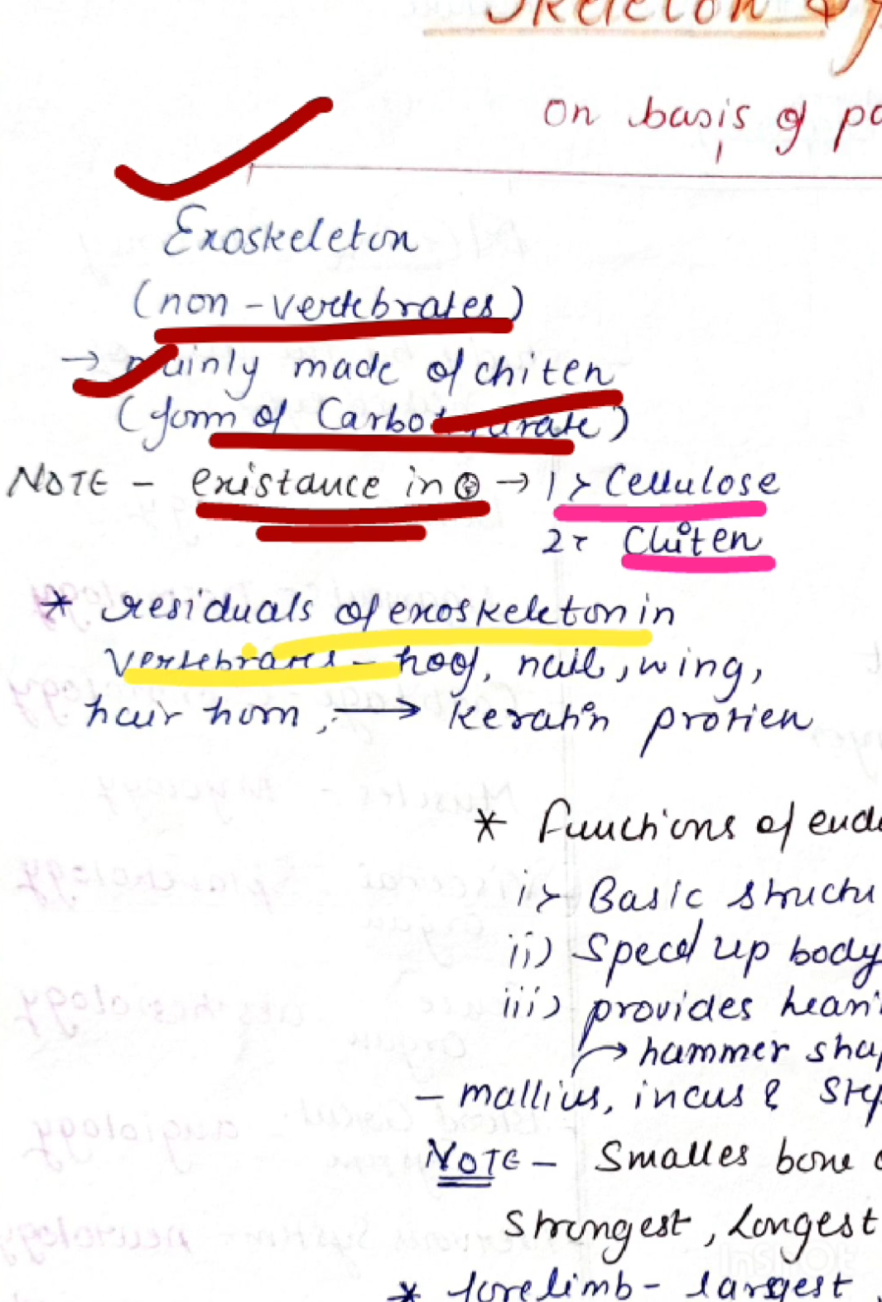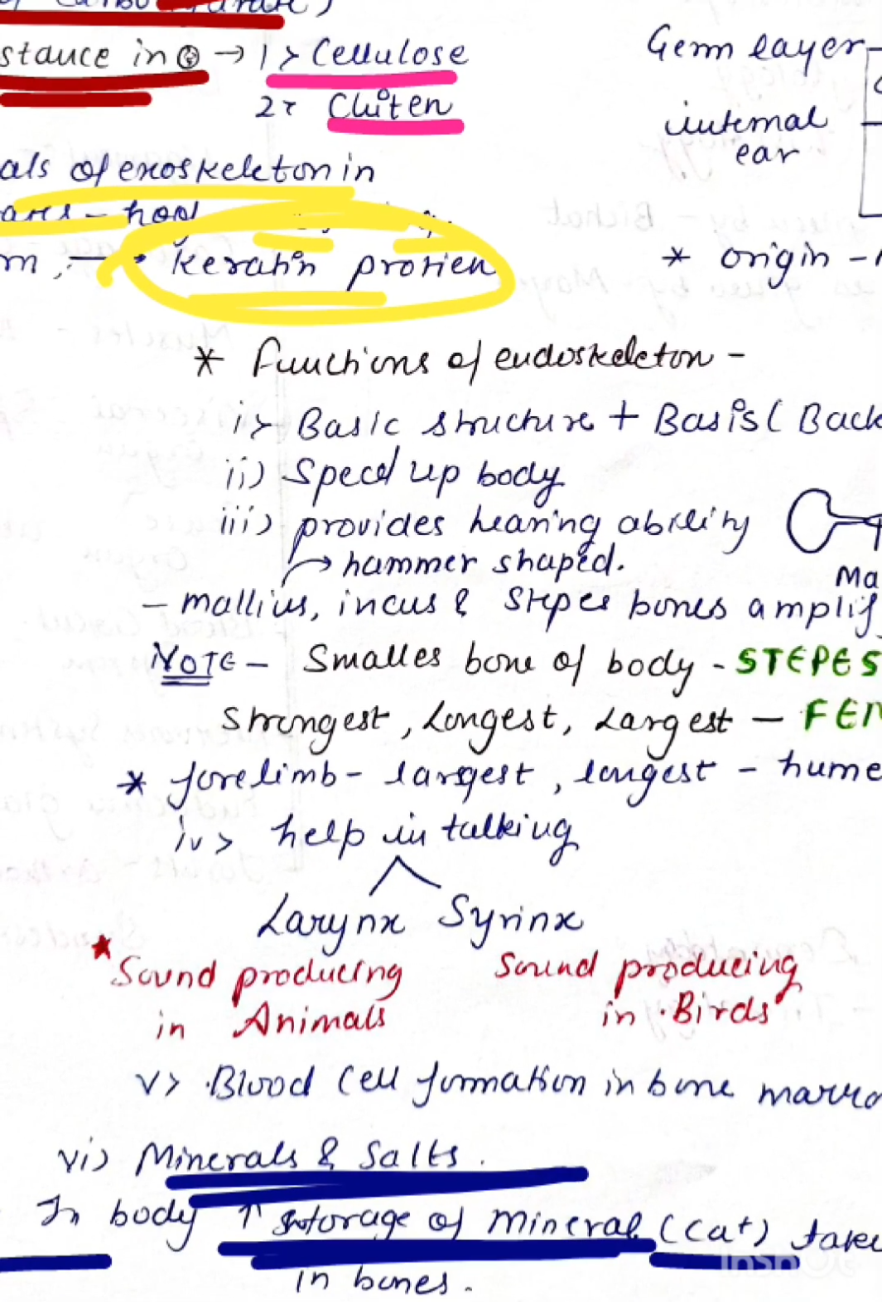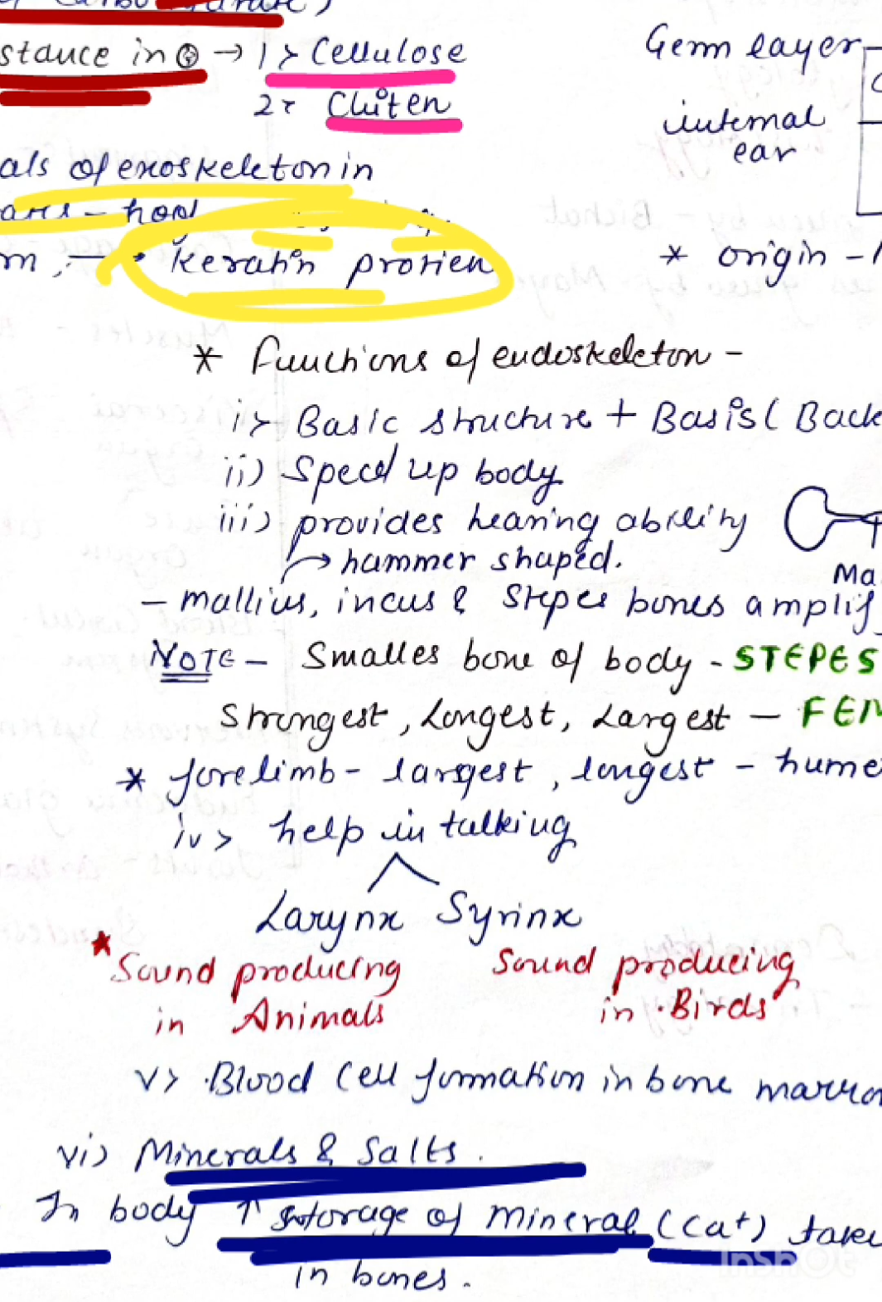So basically exoskeleton is studied in terms of non-vertebrates, but when we talk about vertebrates, some residual parts of the exoskeleton are present. In vertebrates these are hoof, nail, wings, hair, etc. And these are made up of keratin protein. It is a protein by which these organs are formed.